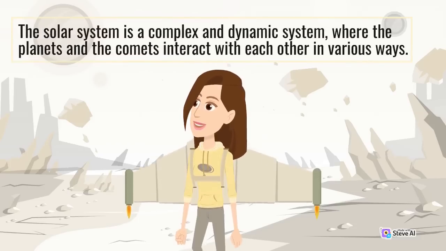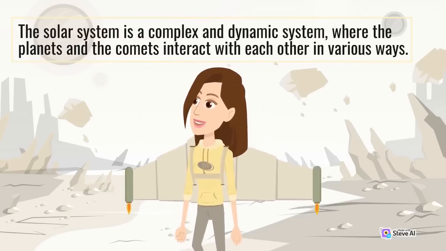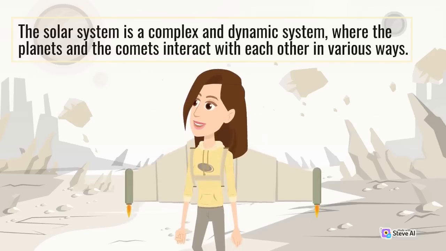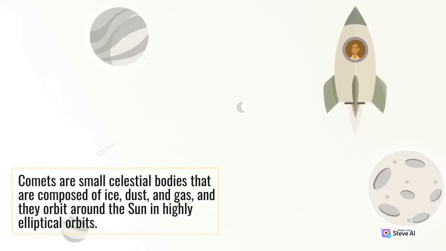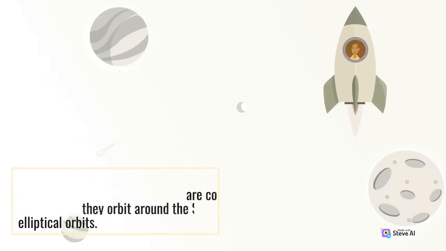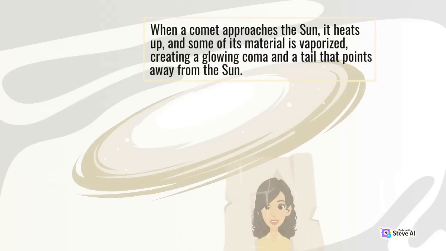The solar system is a complex and dynamic system, where the planets and the comets interact with each other in various ways. Comets are small celestial bodies that are composed of ice, dust, and gas, and they orbit around the Sun in highly elliptical orbits. When a comet approaches the Sun, it heats up, and some of its material is vaporized, creating a glowing coma and a tail that points away from the Sun.